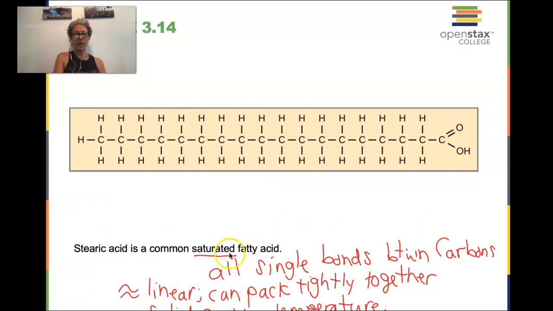So saturated fat, this is stearic acid. You won't have to memorize the name of it, but if I showed you a picture, we have our carboxylic acid in, and all of the carbons are saturated or covered with hydrogens. That is a saturated fat. They tend to pack very tightly together, and they also tend to be solid at room temperature. Most examples in biology of saturated fats are animal-derived, but there are some saturated fats that are plant-derived.